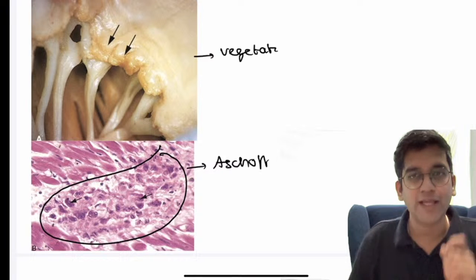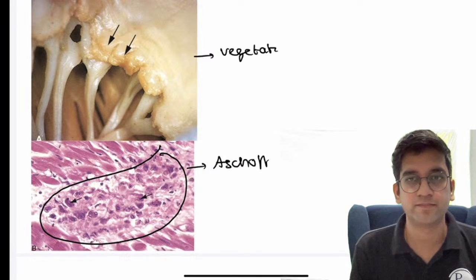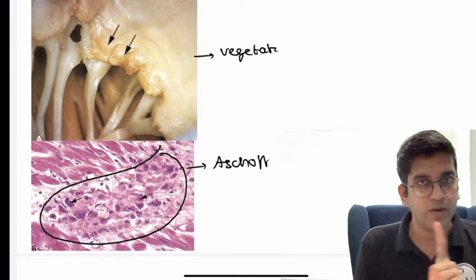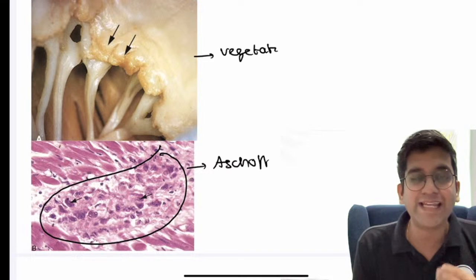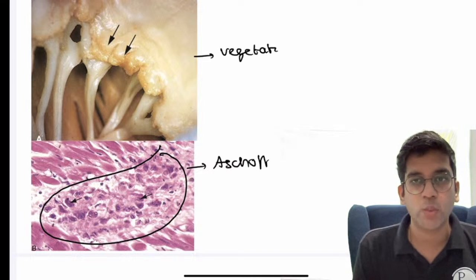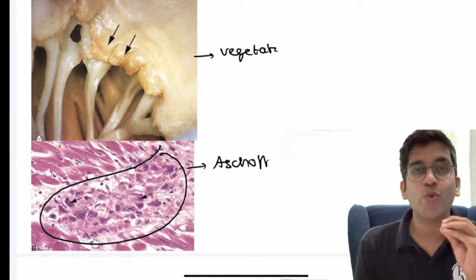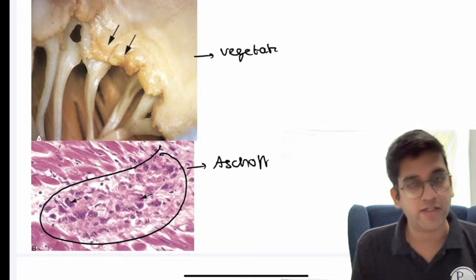Few words about vegetation. Which is the only infective vegetation seen? It's infective endocarditis. Apart from that, every vegetation is sterile. Only infective vegetation is infective endocarditis, right? Which is the only vegetation seen on both atrial and ventricular surface of the valve? It's your Libman-Sachs endocarditis, right? Which is the only vegetation which can become an embolus? Again, it's your infective endocarditis, right?